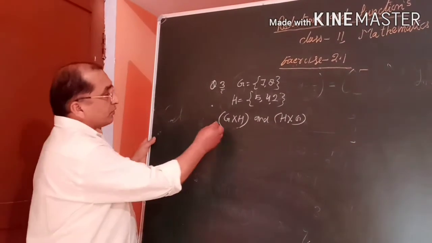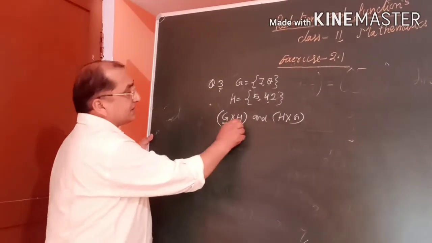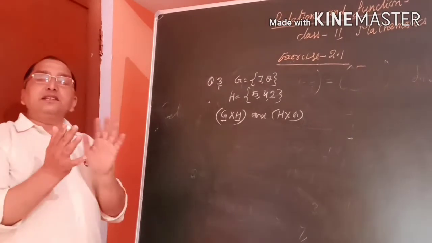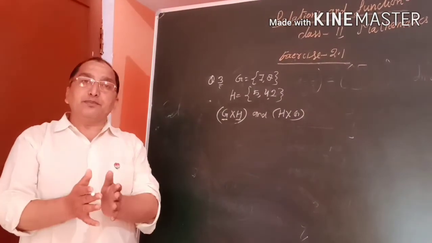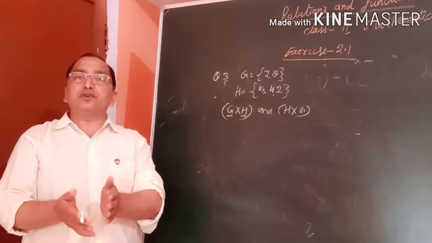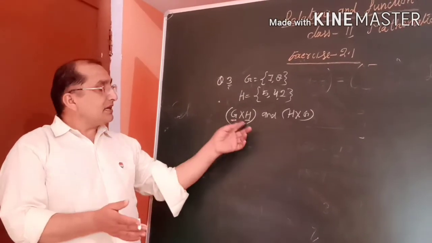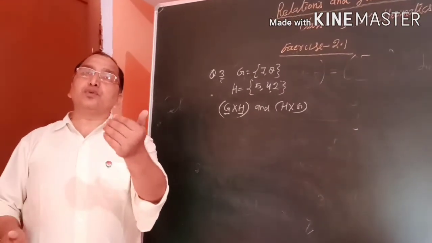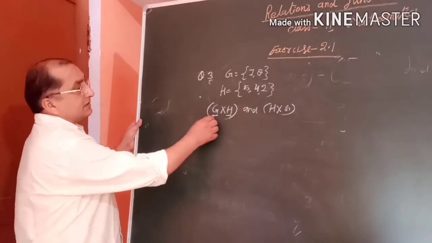Now see, because G is the first set and H is the second set. In the ordered pair of the Cartesian product, the first element always denotes the domain part, and the second element always denotes the codomain part. So these two are different.